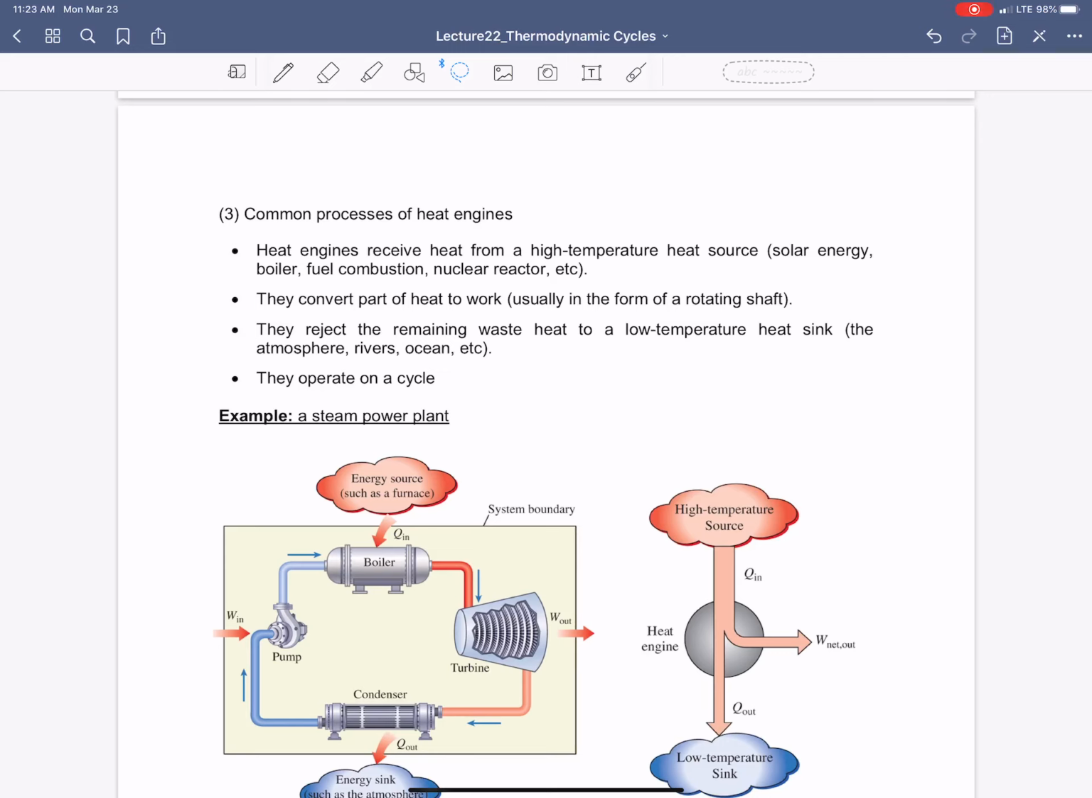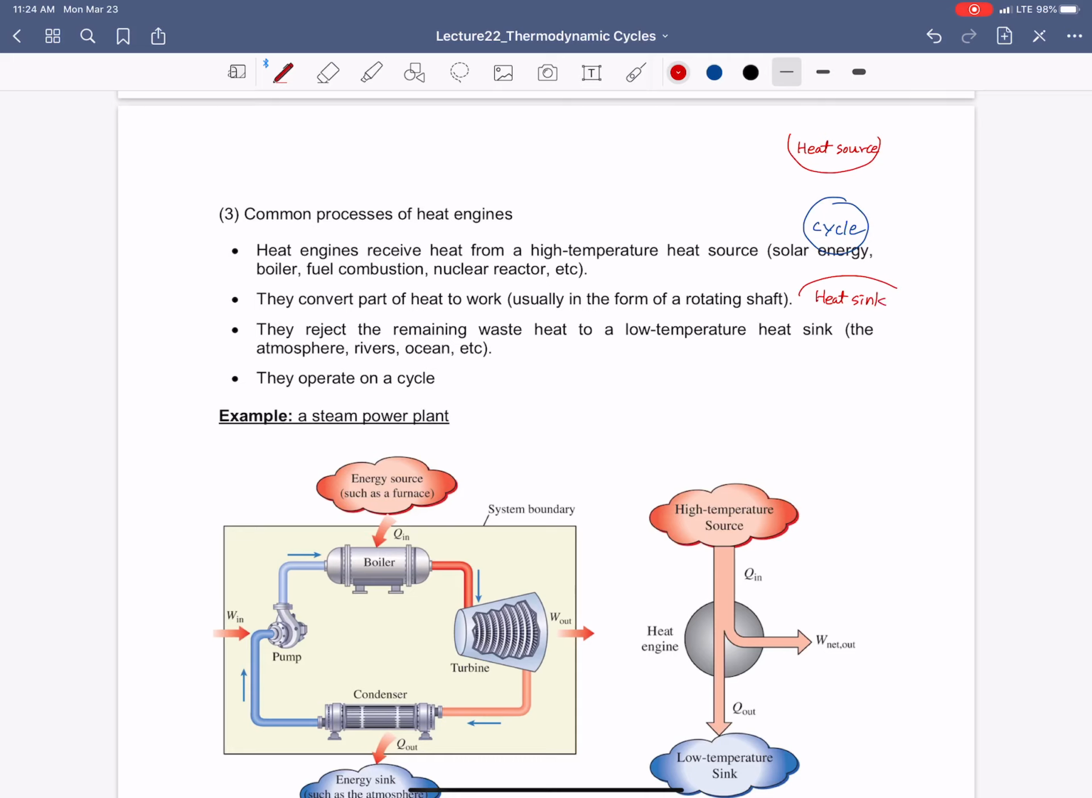From this discussion, in order to run a cycle, we should have three main things. The first one is the heat source. And the second one is the cycle. And the third one is the heat sink.